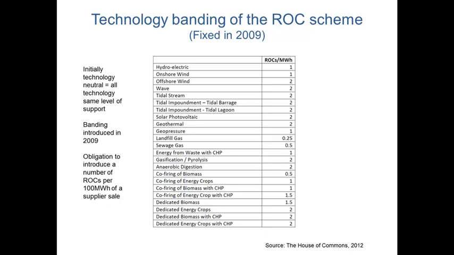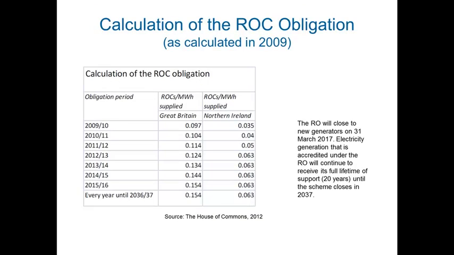And so now the obligation is not in terms of percentage, but an obligation to introduce a number of ROCs per 100 megawatt hours of a supplier's sales. How is the ROC obligation calculated? This table shows how it was calculated in 2009, with a distinction between Great Britain and Northern Ireland. As you can see, the obligation increases every year to reach a plateau in 2015 of 0.154 ROCs to be supplied per megawatt hour.